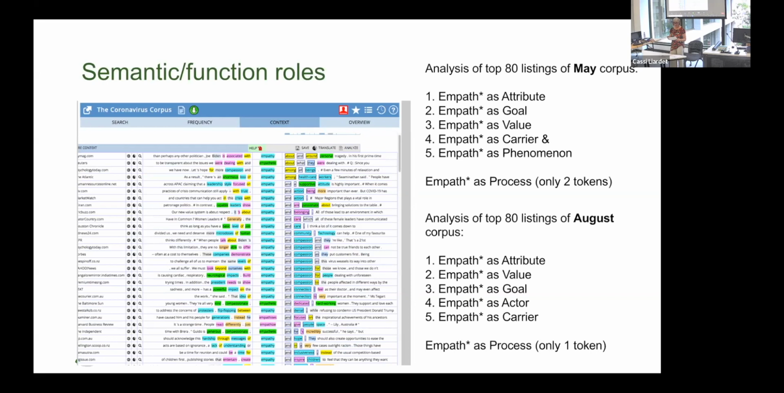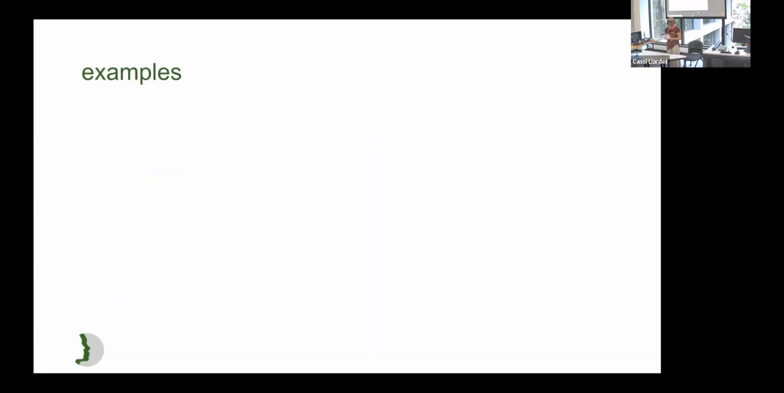And then in the second August study, I went in again and had a look. What I got was pretty much the same: attribute followed by value followed by goal instead of attribute, goal, value, and only 1 token of the verb. So clearly, relational process is alive. Okay, so here are some examples.